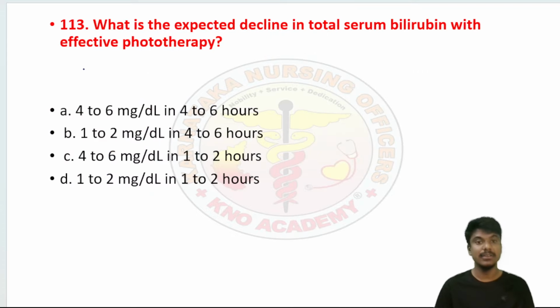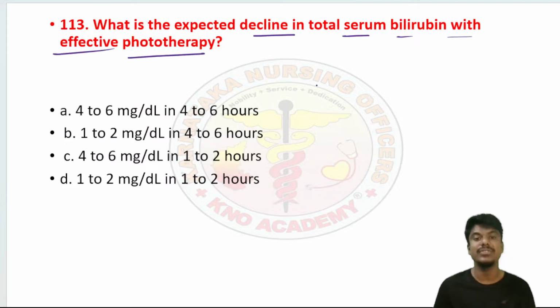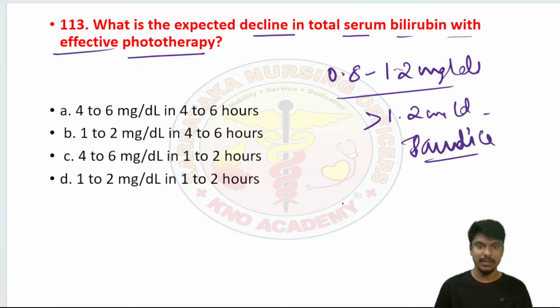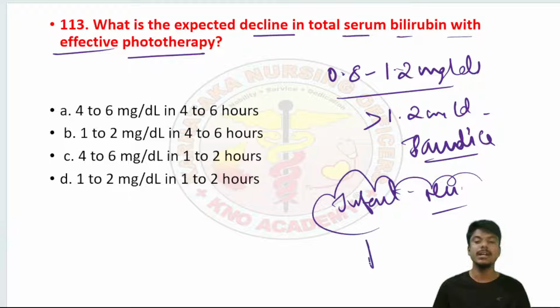Next question. Here we have: what is the expected decline of total serum bilirubin level with effective phototherapy? If you see, normal bilirubin will be 0.8 to 1.2 mg/dL. When there is increased bilirubin, more than 1.2 mg/dL, we call that jaundice. Neonates or infants are prone to have neonatal jaundice. So for neonatal jaundice, what will we do? We will prefer phototherapy.